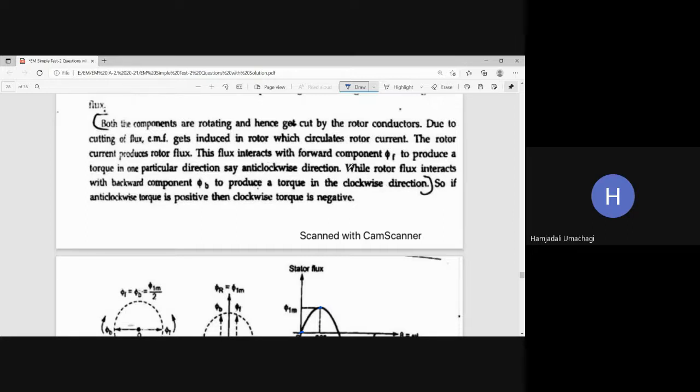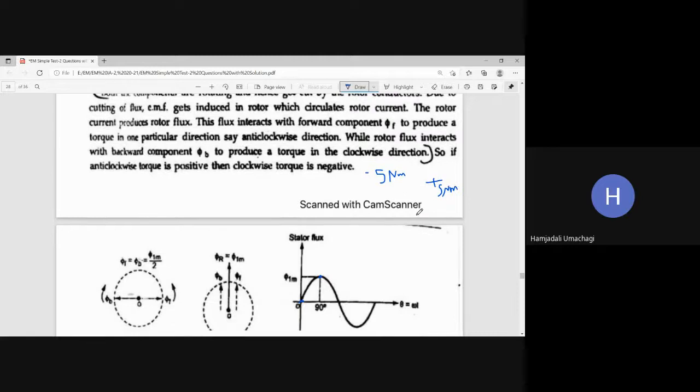So there will be two torques available, one acting in the anti-clockwise direction and the other acting in the clockwise direction. Both are equal in magnitude but opposite to each other. Suppose one is minus 5 Newton meter, and another will be plus 5 Newton meter. So plus 5 Newton meter and minus 5 Newton meter, then the resultant will be what? At the time of starting, both will be 0. So hence torque is 0, force is 0. If force is 0 at the time of starting, then the induction motor will not rotate. So the induction motor fails to start.